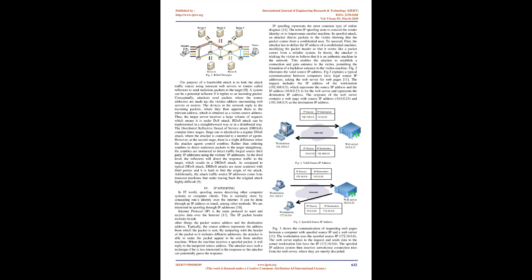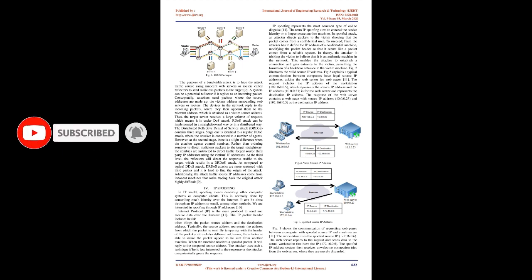An RDoS attack can be implemented in a straightforward way or in a distributed way. The distributed reflective denial of service attack, DDoS, contains 3 stages. Stage 1 is identical to a regular DoS attack, where the attacker is connected to a number of agents. However, at the second stage, there is a slight difference when the attacker's agents control zombies. Rather than ordering zombies to direct malicious packets to the target straightaway, the zombies are instructed to direct traffic with forged source third-party IP addresses using the victim's IP address. At the third level, the reflectors will direct the response traffic to the target, which results in a DDoS attack.